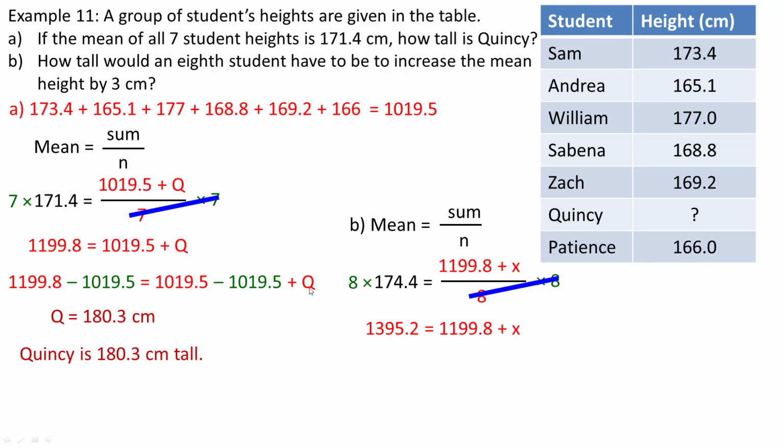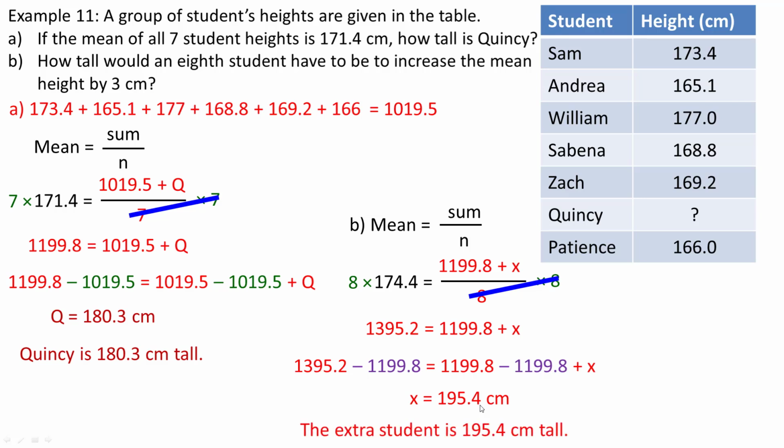And for the same reason, see, I subtracted the 1019.5 from both sides, so I'm going to subtract this 1199.8 from both sides. So that subtracts to 0. X would just equal this subtraction, which is 195.4. So that's how tall this newest extra student would be. He has to be quite tall to increase the average by 3 centimeters.